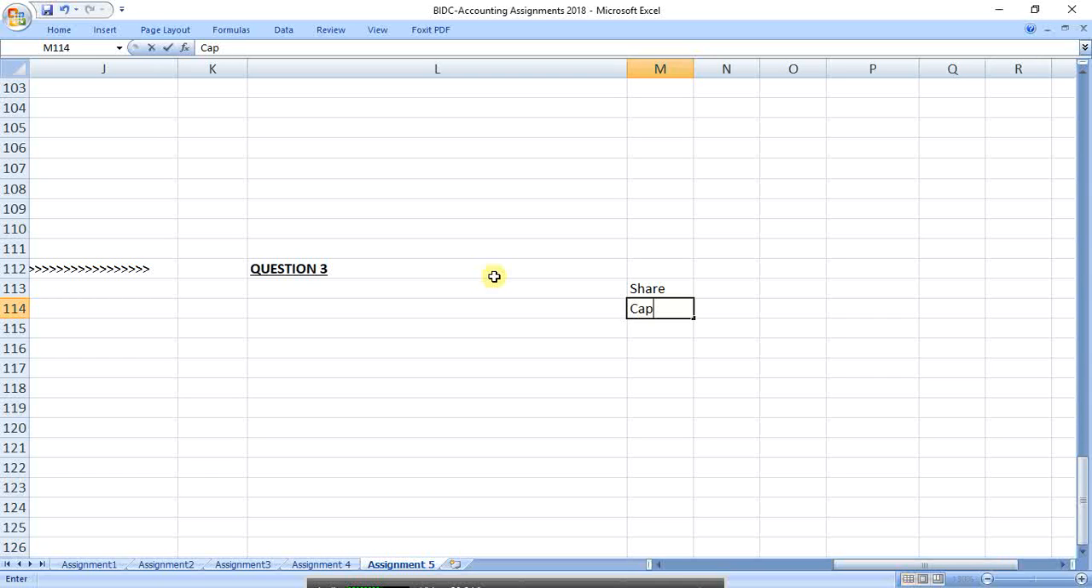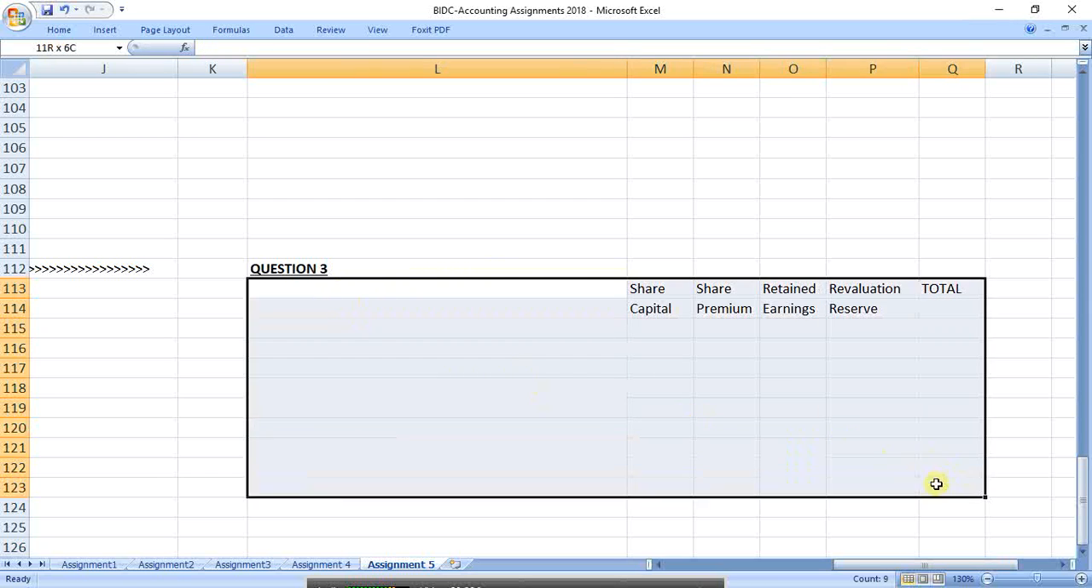Okay, share capital. What else do we have? Share premium. Is this details? No, you don't write details, you just write in stuff, but it's blank as a heading. Retained earnings. Okay, perfect. So now you've got that.